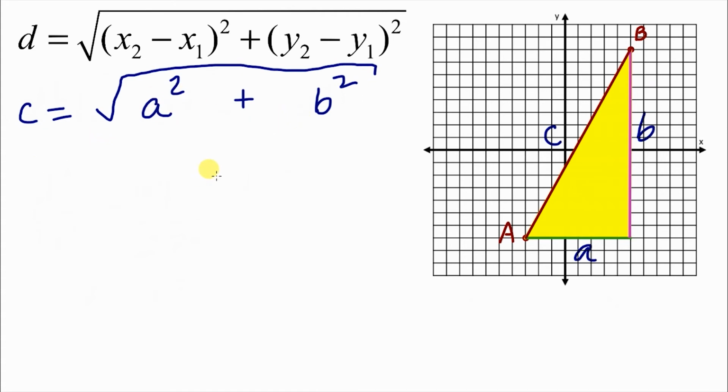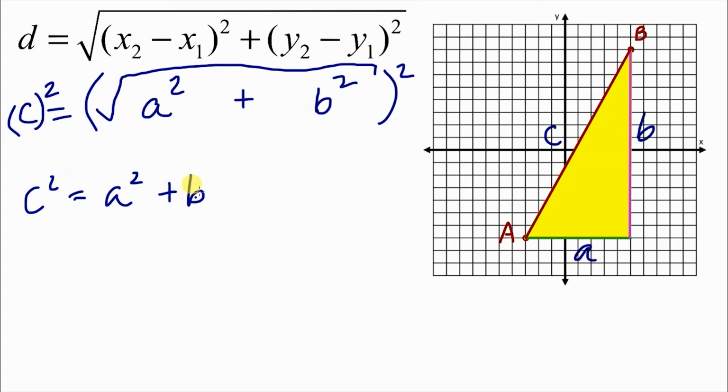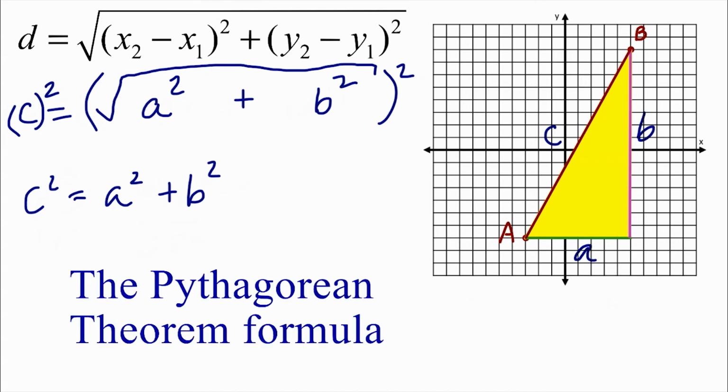Now, if I don't like that big radical symbol, I can actually get rid of it. If I was to square this entire right side of the equation and also the left side of the equation, because whatever you do on one side, you have to do to the other, I would end up with c squared equals a squared plus b squared. If you are learning about the distance formula, I guarantee that you know what this means. This is another way of looking at the Pythagorean theorem formula.